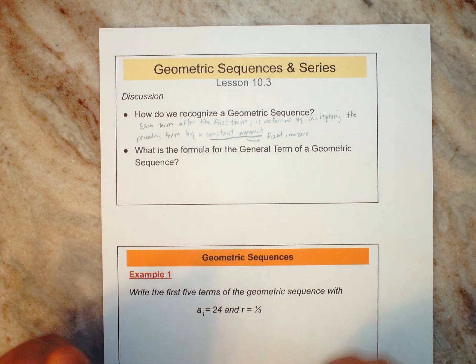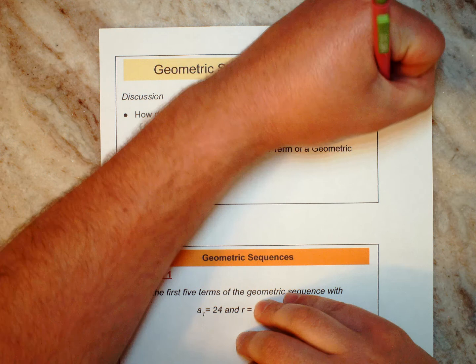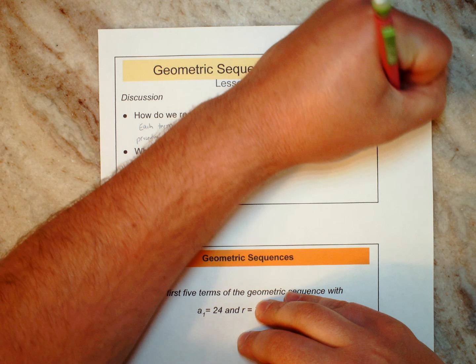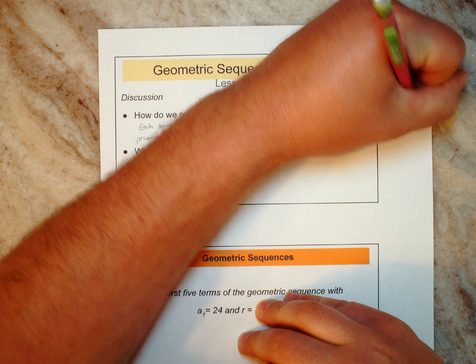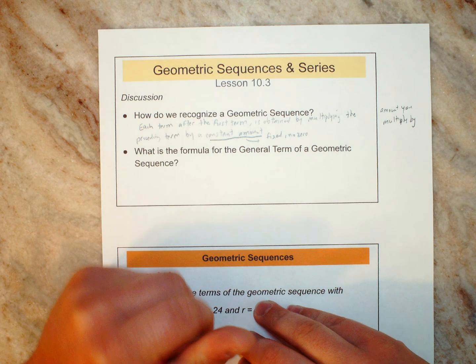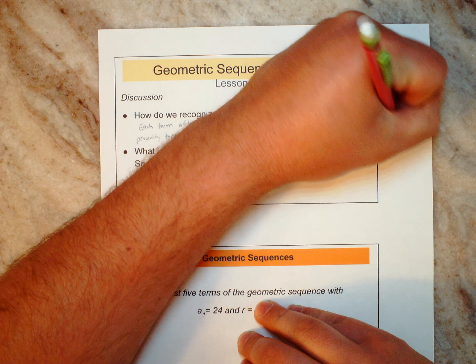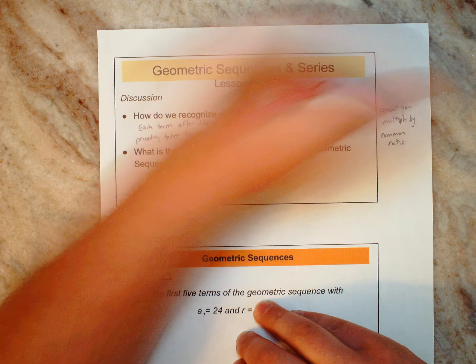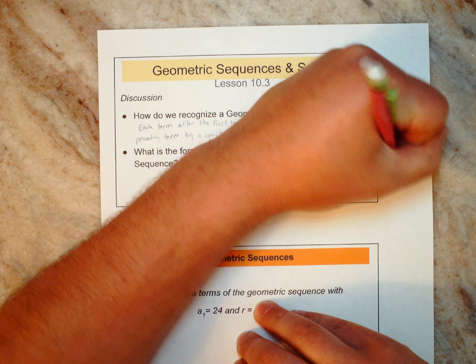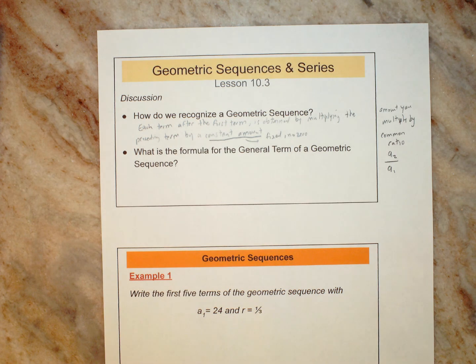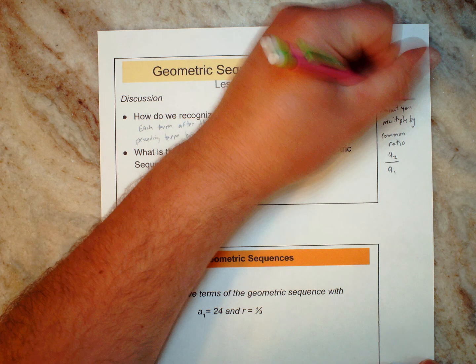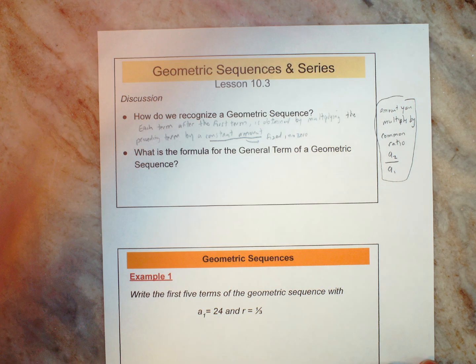I'm just going to take notes on the side here. That amount you multiply by, we call it the common ratio. And that common ratio is found by doing a2 over a1, the second and first terms. So you just divide them, and that gives you the common ratio. Put that in your notes right there.